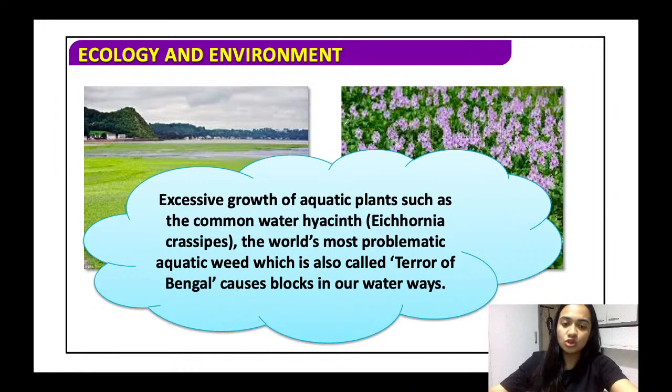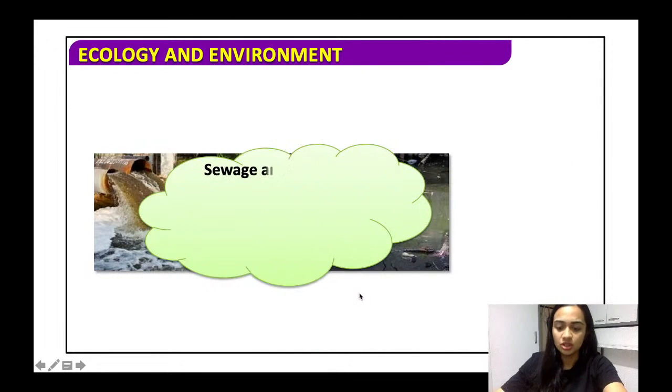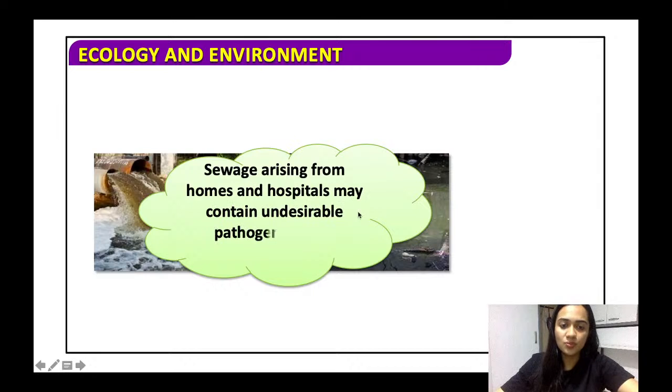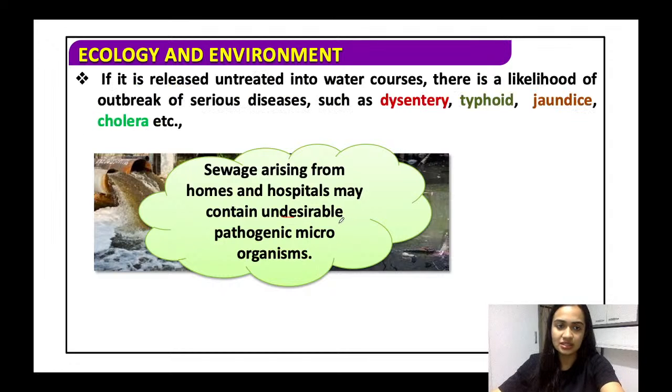So excessive growth of aquatic plants such as water hyacinth, terror of Bengal भी कहा जाता है, is the world's most problematic aquatic weed. तो ये क्यों इतना प्रॉब्लमेटिक है, क्योंकि ये एक तो बहुत जल्दी ग्रो कर लेता है एंड इट इज कॉल्ड द टेरर ऑफ बंगाल because it will block the waterway and it will consume a lot amount of oxygen. So sewage arising from homes and hospitals may contain many pathogenic and undesirable microorganisms. That is another problem. तो ये सब in turn diseases भी cause कर सकते हैं like dysentery, typhoid, jaundice, cholera, etc.